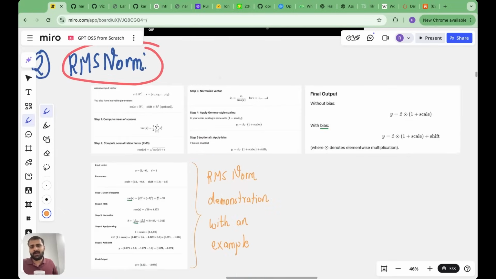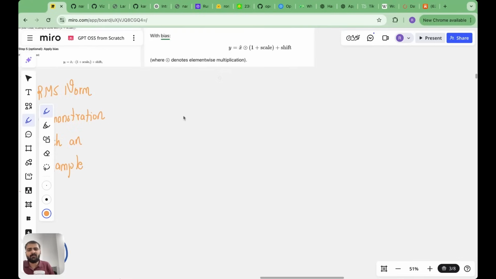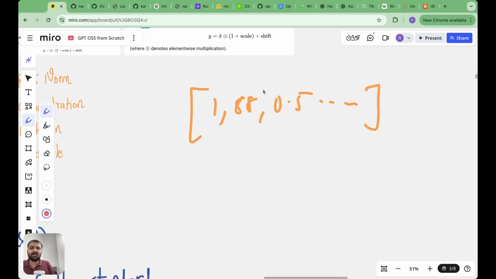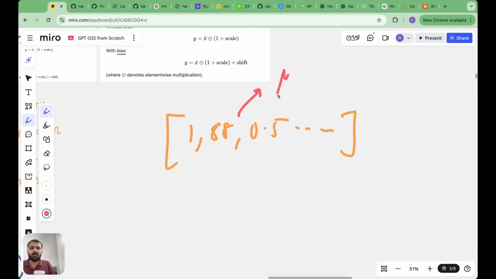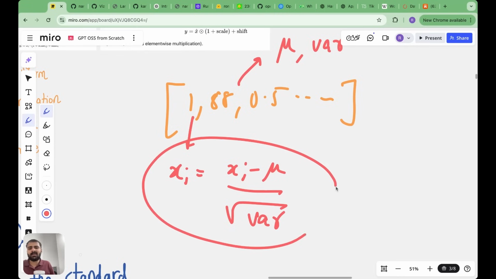The second thing which we have to understand over here is RMS normalization. And this is different from the normalization which was previously done. So let's say you have a vector such as 188.5, whatever. If I want to normalize this vector, previously what was done is that you take the mean and the variance. Then for every single value, let me call it xi, you subtract the mean and divide by the square root of variance. That's the usual way to do normalization, right?